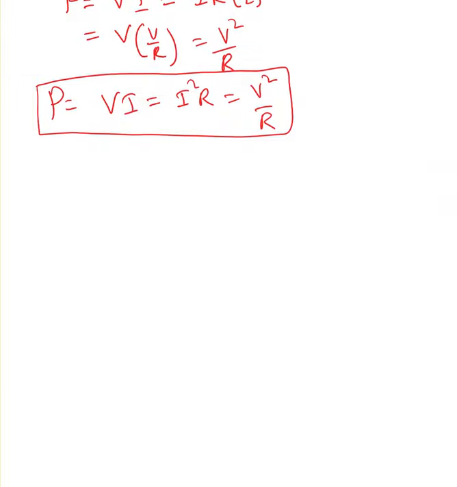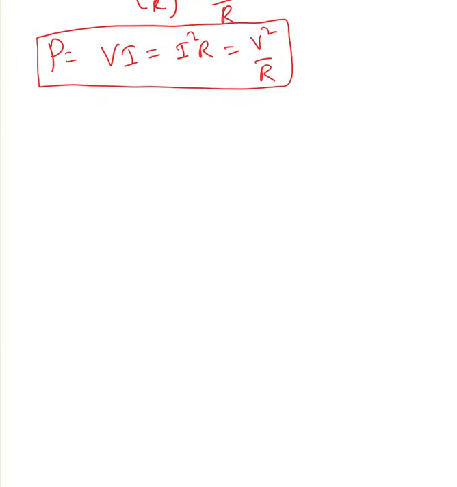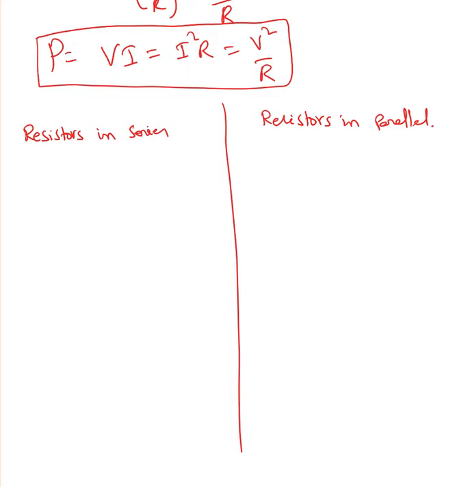Now, the next topic is series and parallel circuits. I'm going to compare those two methods: resistors in series and resistors in parallel. How do you know the resistors are in series? Here I'm going to connect three resistors in series: R1, R2 and R3.